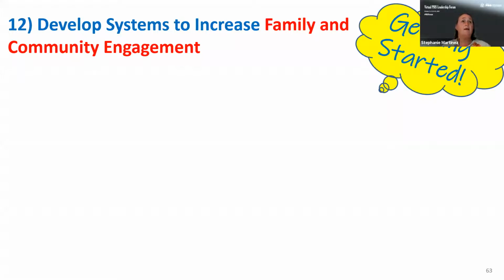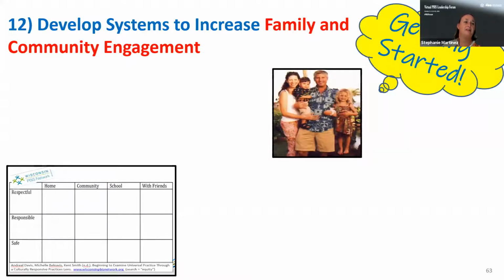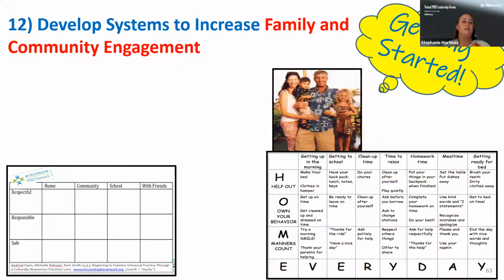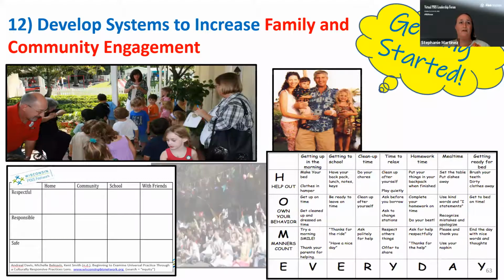The last couple ones I'm going to talk about is having a system to increase family and community engagement. We, of course, want to infuse it throughout, but here are some different strategies. If you haven't seen it, this Wisconsin PBIS network has a home matrix that can be done. So there's a blank one, and then there's a sample one on the right-hand corner. And that could be something that's developed with your family. I know I've done that at home before, and I think Heather has probably too, and getting the families involved.